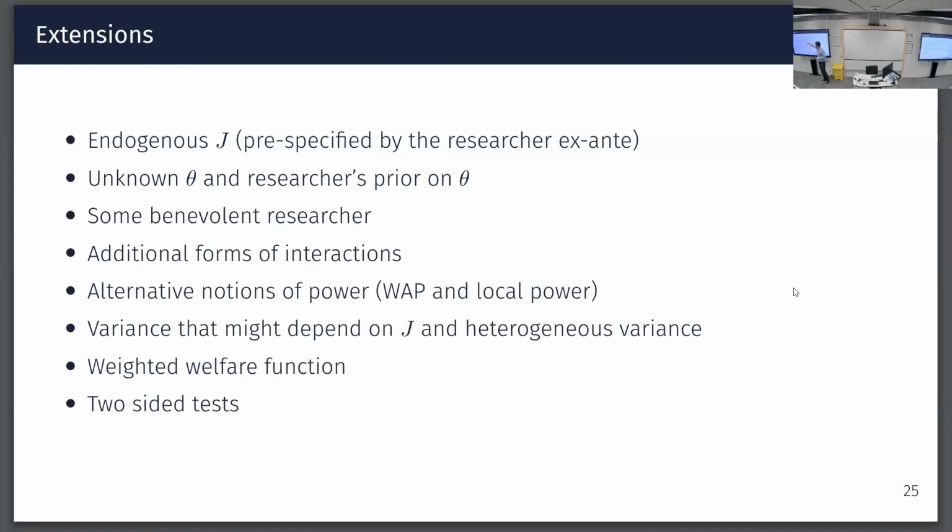We can think about a setting where some of the researchers are benevolent, so some researchers have incentives which are aligned with the incentive of the research panel, and then we can be maxmin optimal with respect to the proportion of the number of researchers there. Additional form of interaction, we discussed this. Alternative notions of power, we discussed this. And we also think about a setting where maybe the variance can be heterogeneous and provide bounds on the distance between the proposed solution and the truly optimal solution, and also a setting where you have different weights on the importance of different hypotheses. And finally, we discussed two-sided tests.